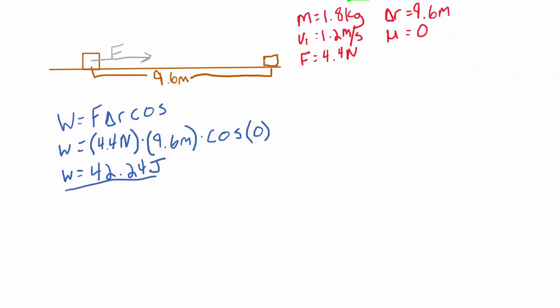Now, if we were using the kinematic equations, we might care about velocity and some of these other numbers, but when we're just calculating work, we don't care. We just need the force, change in distance, and the cosine.